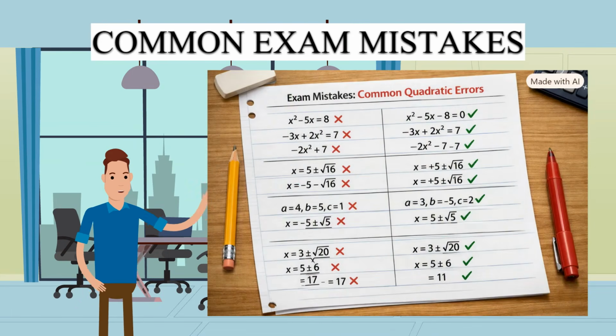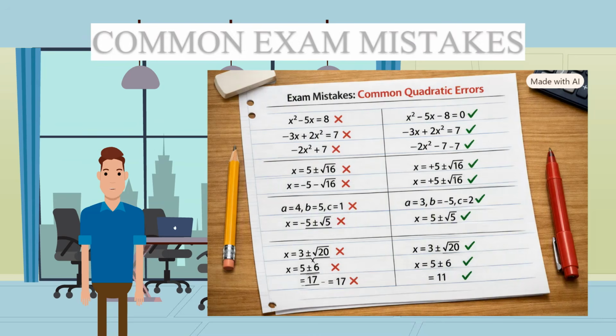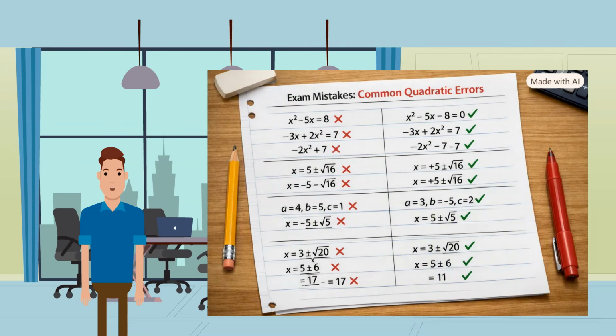Here are some common mistakes to avoid. Before factorizing or using the quadratic formula, make sure the equation is written with 0 on one side. Be particularly careful with negative signs. When using the quadratic formula, copy the values of a, b and c carefully. And when taking the square root, don't forget the plus or minus.